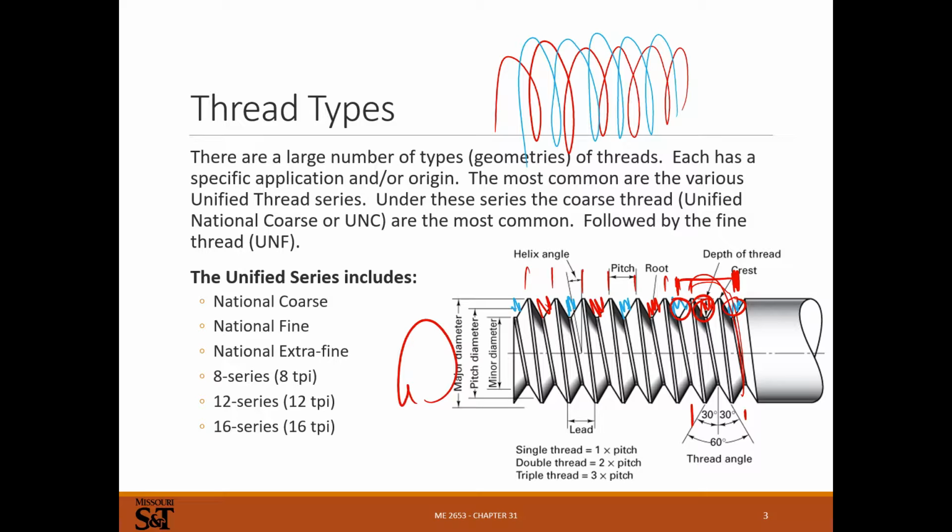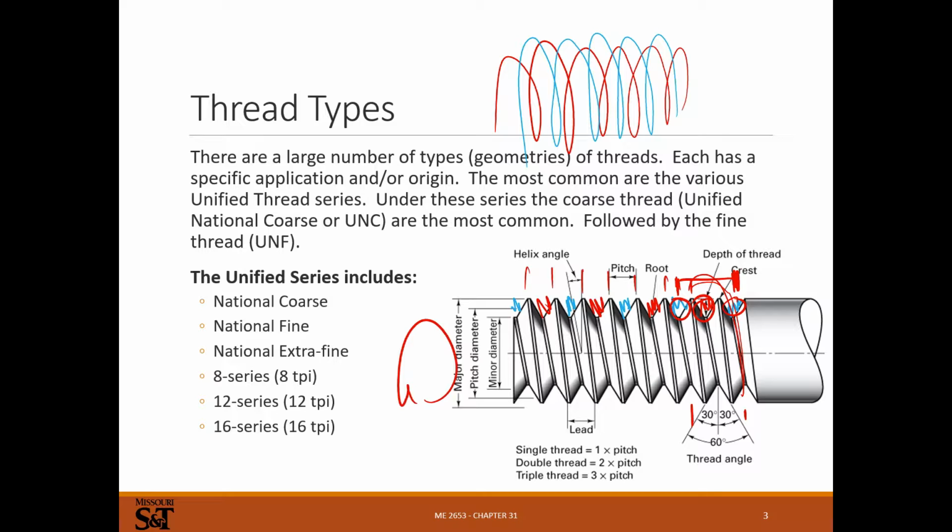A 3-start would be 3 helixes that are offset by 1/3 of the pitch. So you see these in engine lathes on the lead screw. They'll usually have multiple starts. 4 is fairly common, and that's an issue whenever you're cutting threads. Outside of that, I don't know of a lot of applications for multiple lead screws.